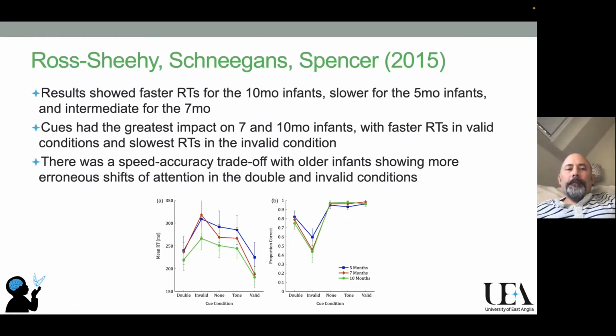In a 2015 paper, Shannon Ross-Sheehy and I, along with Sebastian Schneegens, showed the results shown below when infants were presented with this Iowa task. If you look at the figure down below, the left figure shows reaction time data across the different conditions for 5-month-old, 7-month-old, and 10-month-old infants in the different colors. And the conditions are listed along the bottom x-axis. So the double condition, so 2 pre-cues, invalid, pre-cue on the opposite side from the target, no cues, tone only, and then valid pre-cue shown on the right.